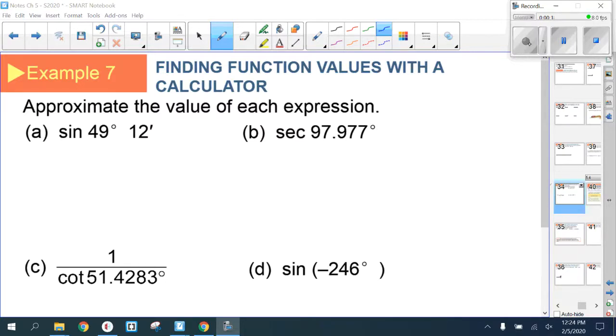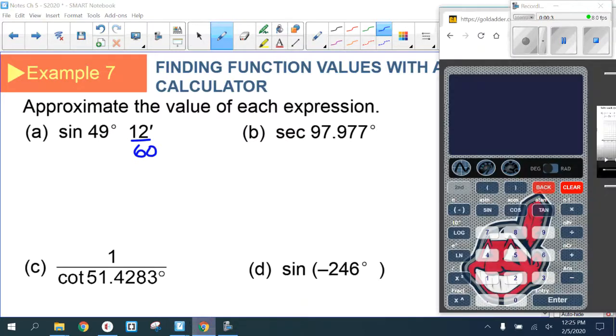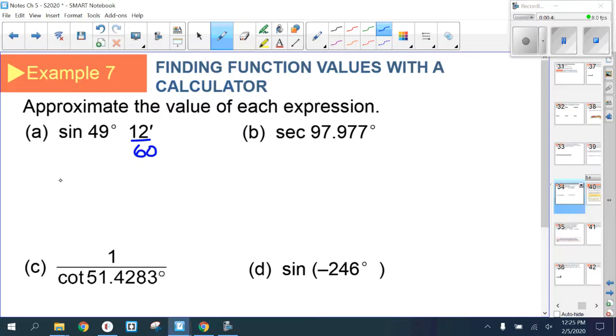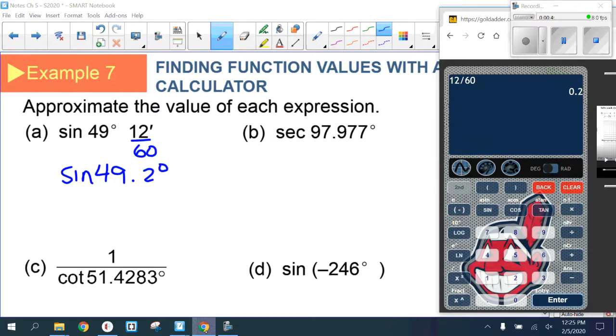Trick is, though, on part A, they've got 49 degrees and 12 minutes. So we have to do what we did on the last quiz. We want to convert it back to decimal degrees. So we can just divide by 60 there, just like we did on that last section, and figure out that that's really 49.2 degrees. So if I convert to decimal degrees, this is an easy question because I can just type that straight into my calculator. I want sine 49.2.